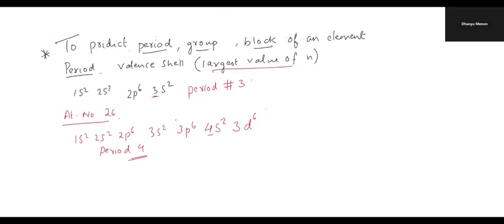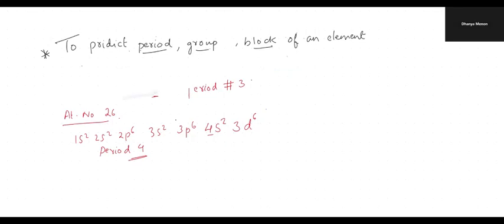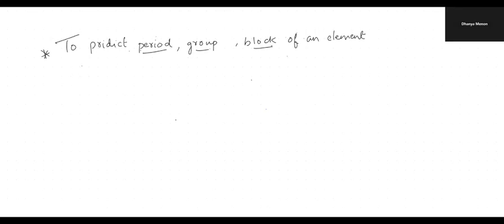Okay, so period number, I hope it is clear. You just have to write down the largest value of n. The largest value of the principal quantum number will give you the period number. Now the second one is how to predict the block of an element. In order to predict the block, we check the last electron goes to which orbital or which subshell. This is what we check, and that will be our block.